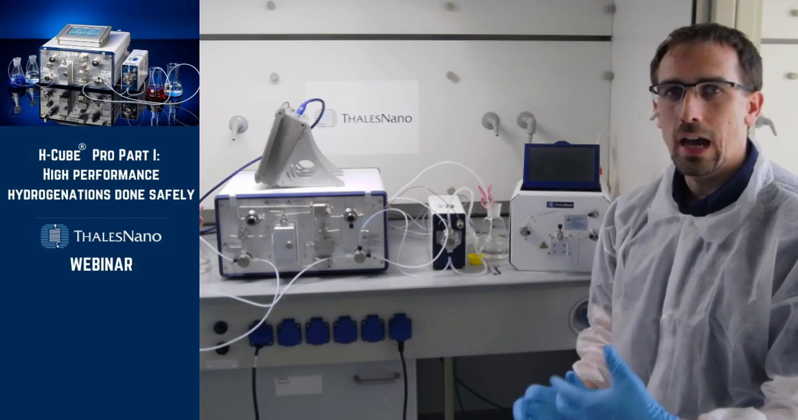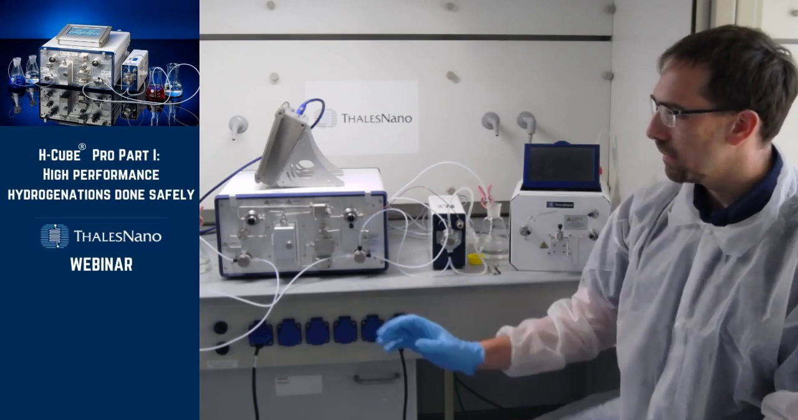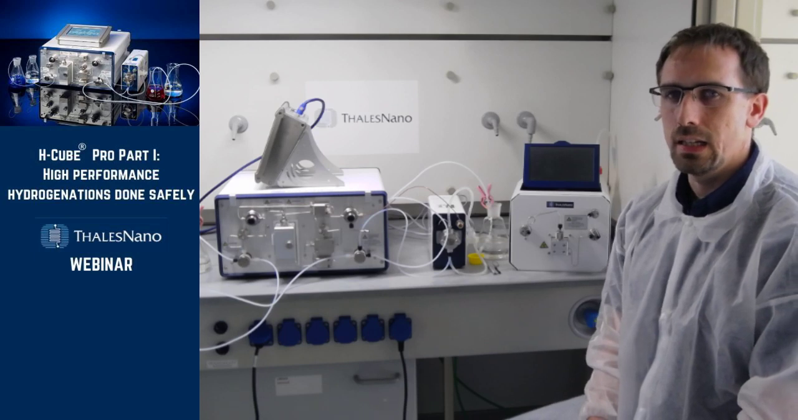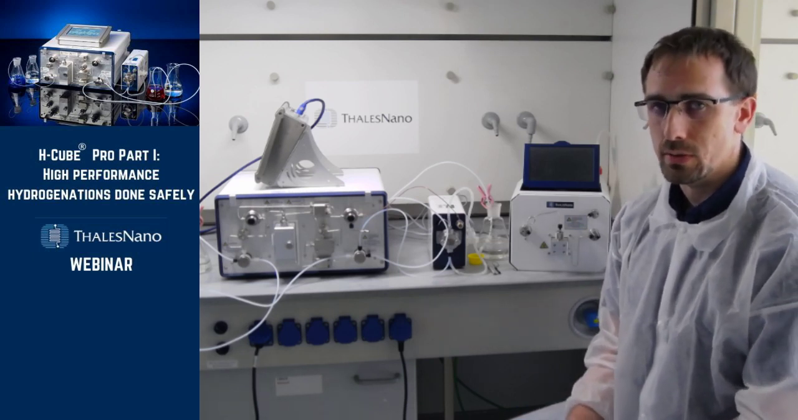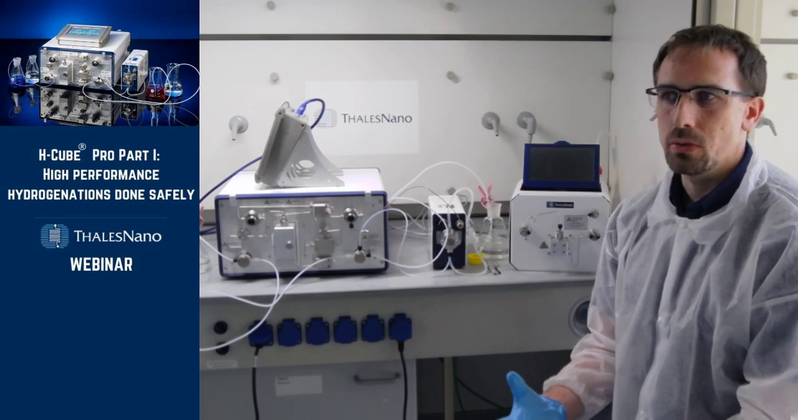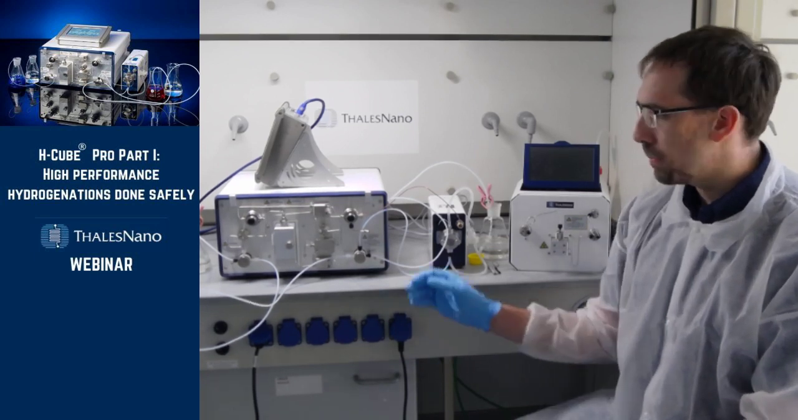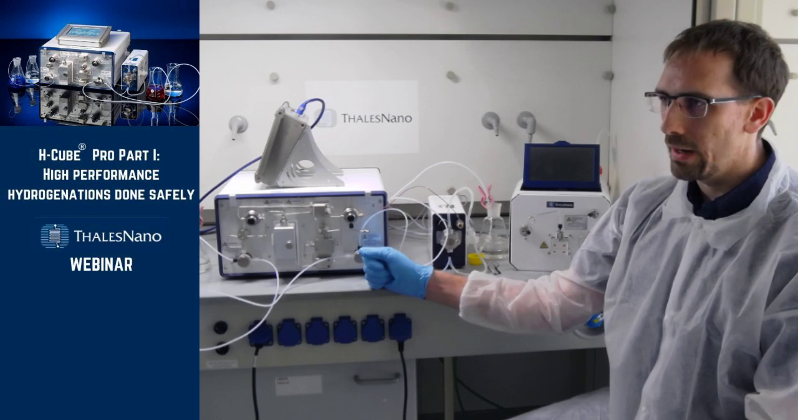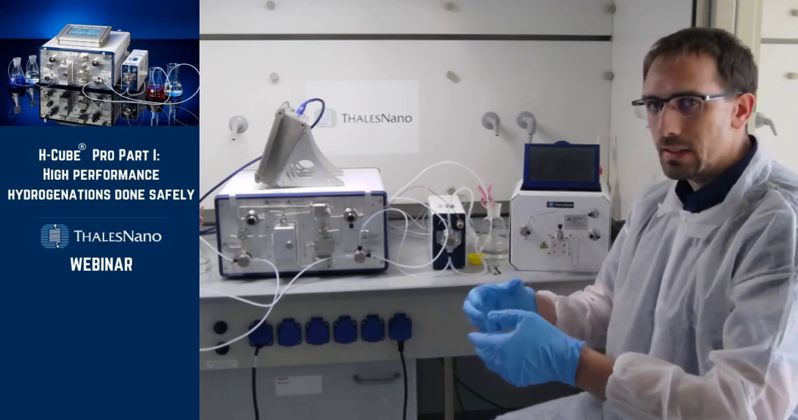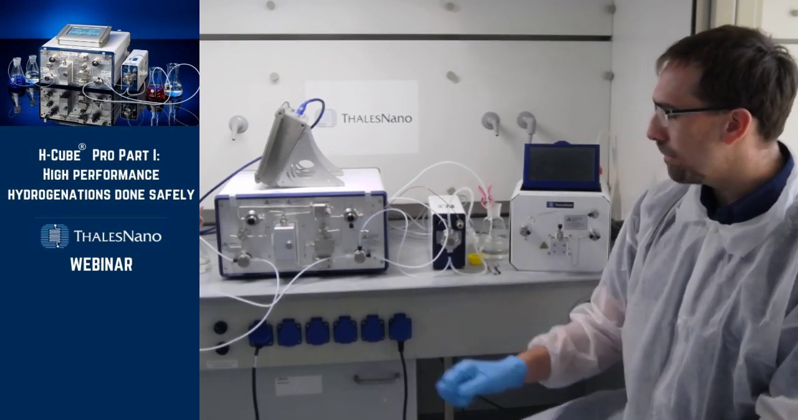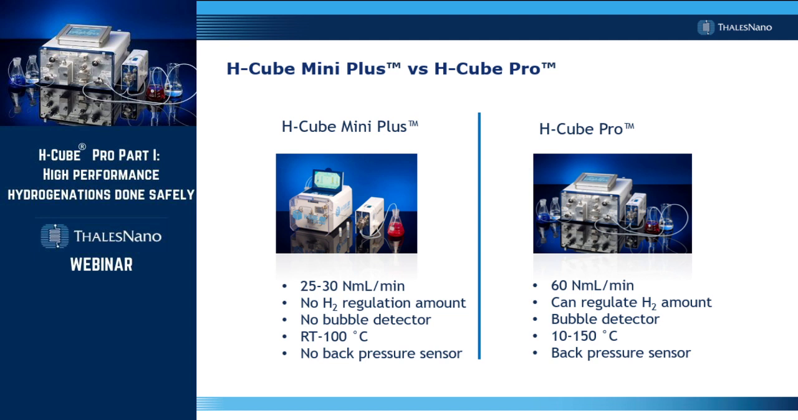In terms of hydrogen producing capabilities, the two instruments differ from each other a little bit. The Pro can generate 60 milliliters of hydrogen per minute, while the Mini can generate only 25 to 30 milliliters per minute. In addition to that, you can also regulate the amount of the hydrogen inside the Pro, which gets introduced into the reaction line. So you can use, for example, 30 milliliters of hydrogen per minute, or 60 or 10, and so on. This is done using a unit which we call the bubble detector, which measures the gas liquid ratio in our system.